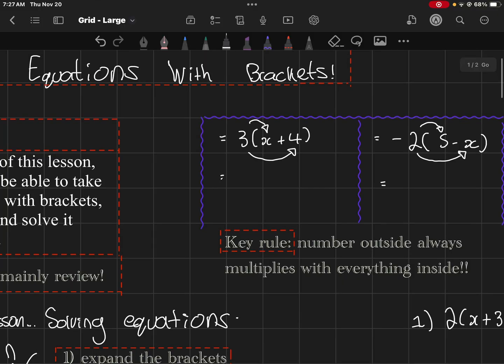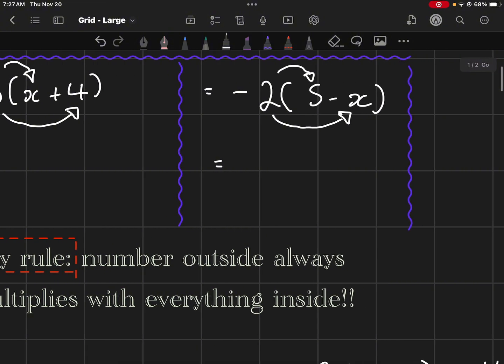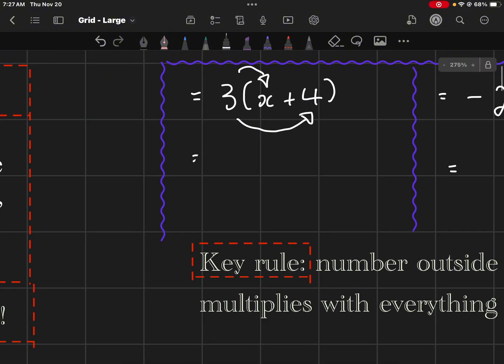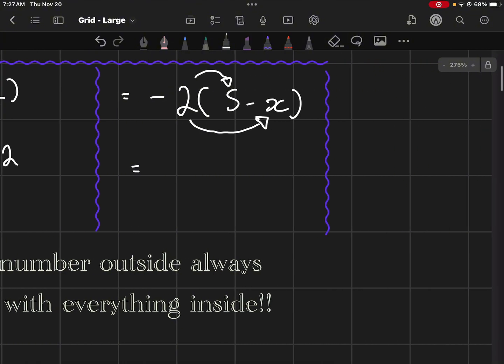Now here are some simpler ones that I will show you right now. Here we have 3(x plus 4). Our rule here is that the number on the outside always multiplies with everything on the inside. So this becomes 3x, and 3 times 4 becomes 12. Therefore, it's 3x plus 12. Here, it's with a negative, so it might be a little bit more complicated, but the same idea. Negative 10, because negative 2 times 5 is negative 10, and negative 2 times negative x gets us plus 2x.